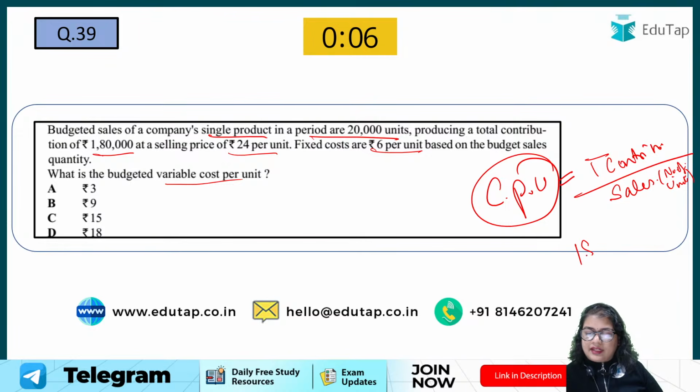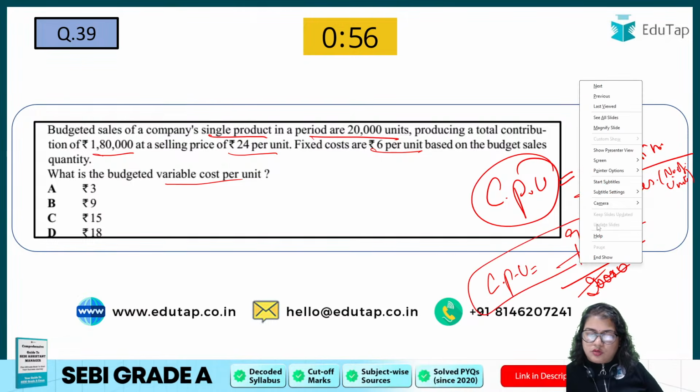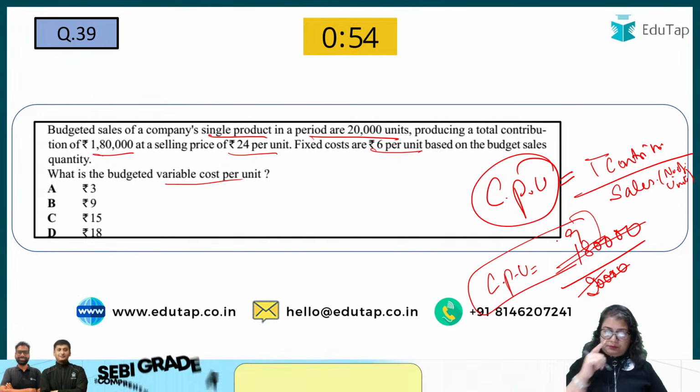So that will be 1,80,000. 1,80,000 divided by 20,000 units. So this is 4 zeros and this is 9. So the contribution per unit comes out to be 9 rupees.